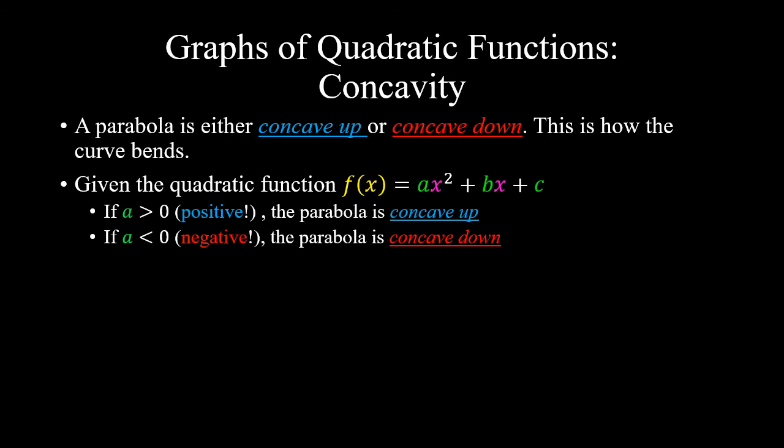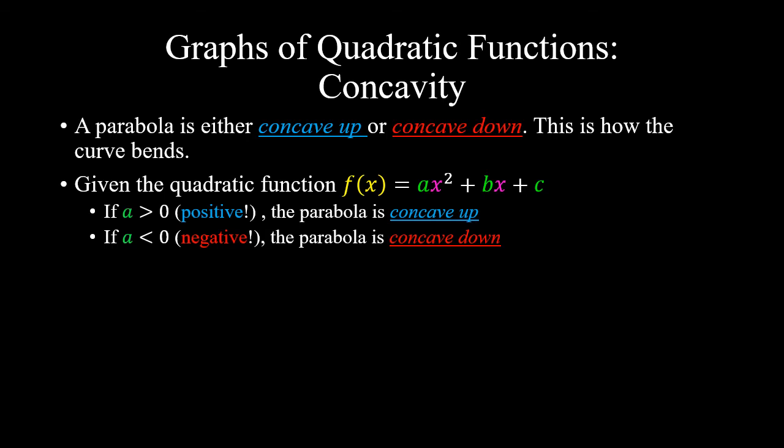So let's start with something called concavity. When we graph a quadratic function of the form f of x equals x squared plus bx plus c, we're going to get that U shape, that parabola. It can either be concave up or concave down. And that just tells us how our U is going to bend. Is it going to be concave up like a U or concave down like an A?